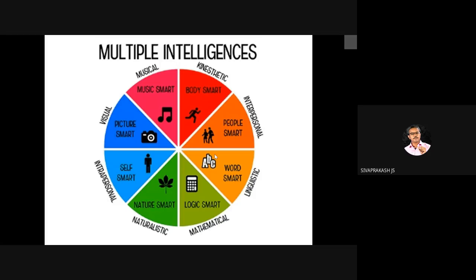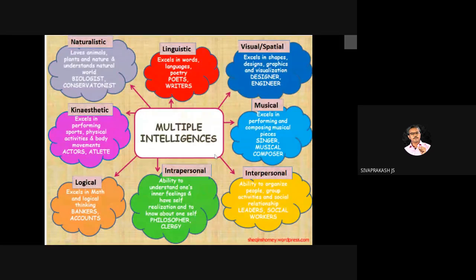So as a good teacher, we should be able to use their multiple intelligence in a different way. So this slide will make you understand where they can excel. For example, if you are a good visual and spatial learner, you can excel in shapes, designs, graphics and visualization. So you can be a good designer, a good architect, a good engineer, right? If you are musically intelligent, your excellence is in performing and composing musical pieces.